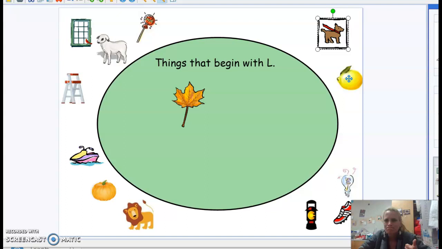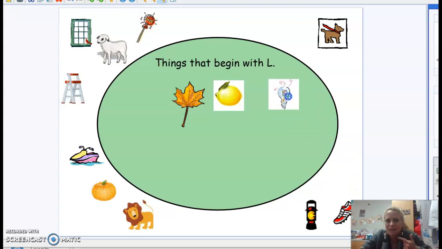Lemon. Good. I'm going to put the lemon on the circle. Light bulb. Should I put the light bulb on there? Why? It does begin with the L sound. Good. How about shoe?